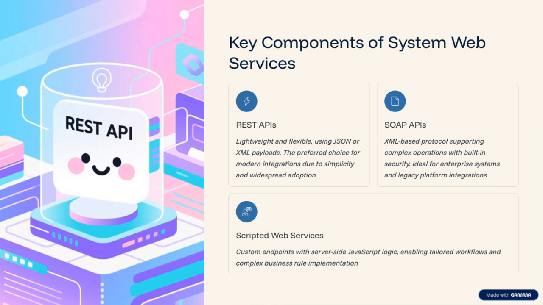Finally, we have REST APIs, which are the most lightweight and flexible option. They typically use JSON or XML payloads, making them easier to implement and faster to work with. Due to their simplicity and widespread adoption, REST APIs are generally the preferred choice for modern integrations, especially when quick, scalable solutions are needed. All of these components play a vital role in how our system communicates and integrates with other applications. Understanding these options helps us choose the right approach based on our specific needs and the overall goal of creating efficient, secure, and scalable workflows.